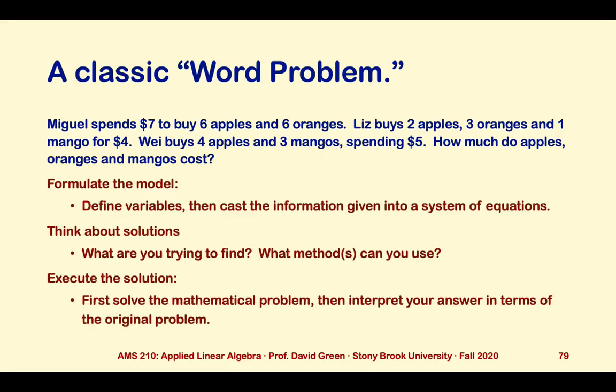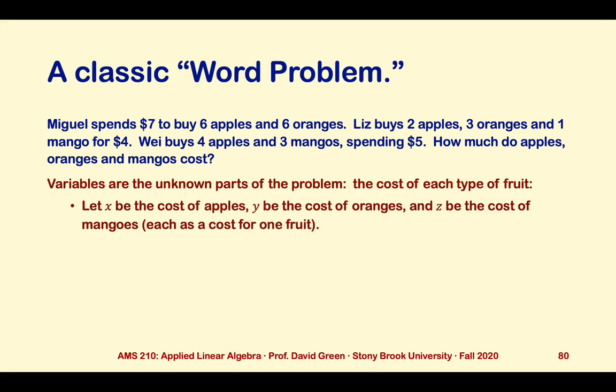Let's walk through the problem systematically. Formulate the model by defining the variables and then casting the information into a system of equations. Think about the solutions. What are we trying to find? How might we get that answer? Then execute. Solve the mathematical problem and then interpret that answer in terms of the original problem. So let's walk through each of these simple steps.